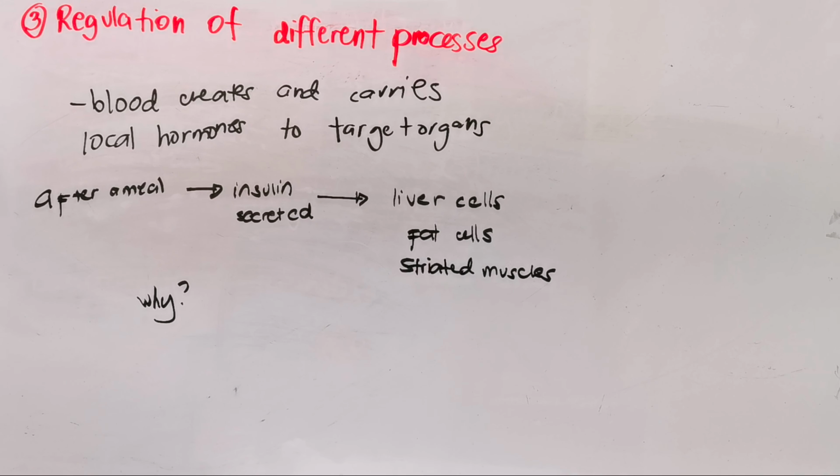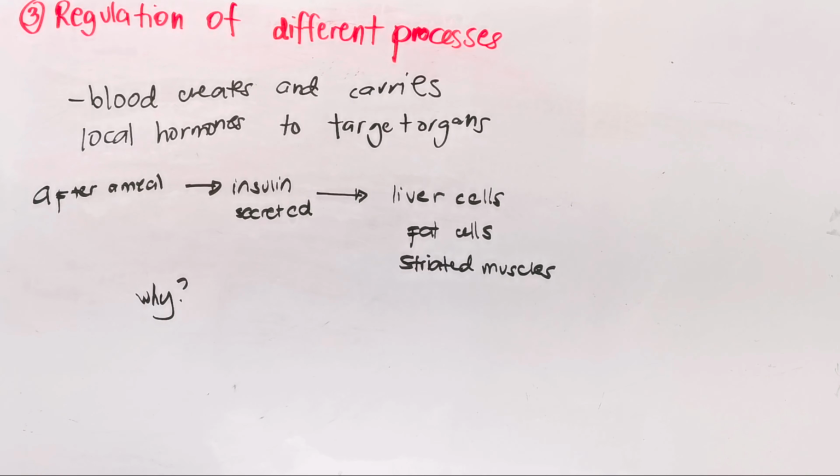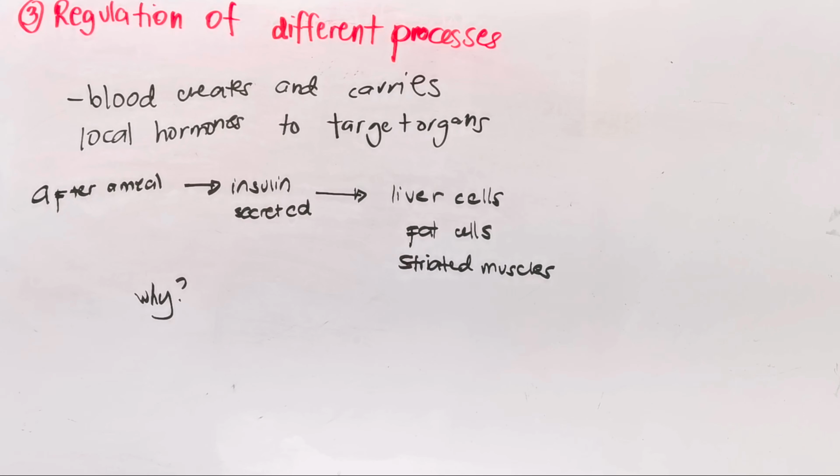Bakit kailangan pumunta dun sa liver cells, fat cells, and striated muscles? Para kung mataas ang glucose natin sa dugo, si liver, si fat, and si striated muscle, uutusan siya ni insulin na kuhanin yung glucose dun sa ating dugo para maging back sa normal. Ang liver, fat, and striated muscle, i-store niya si glucose as glycogen. And yung about sa insulin, mapag-aaralan siya more on the clinical chemistry.